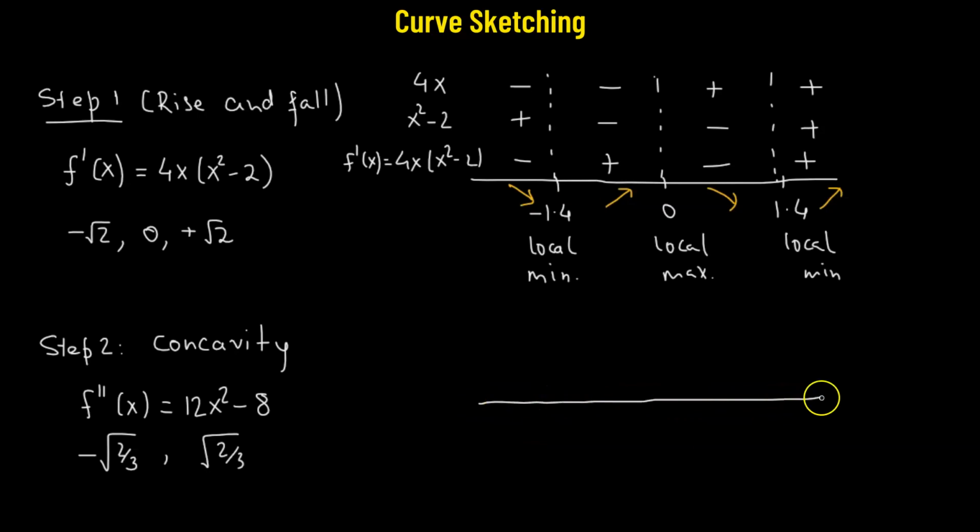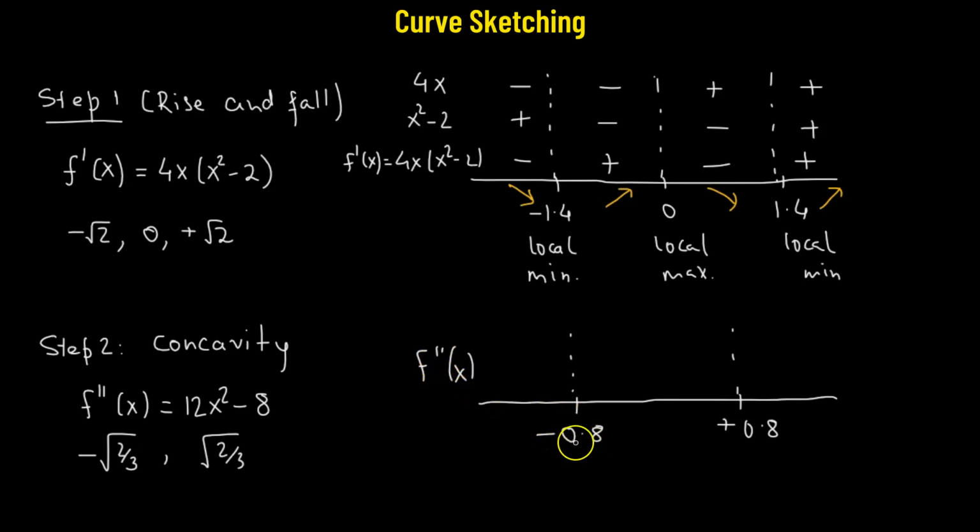So we take the number line and we'll consider 2 points on the number line. One will be negative square root of 2 over 3, which is approximately negative 0.8. The other one will be positive 0.8. So let's look at the sign for f double prime of x.